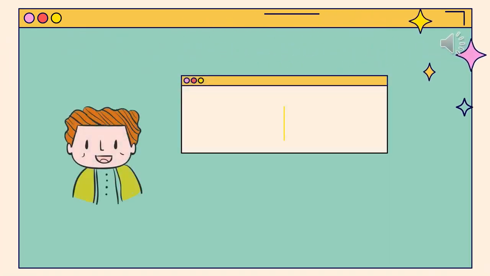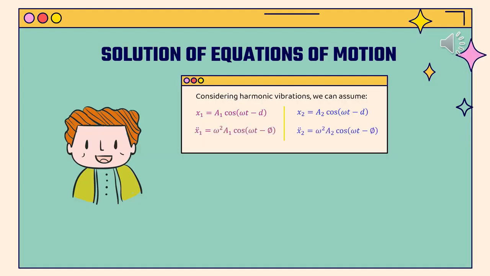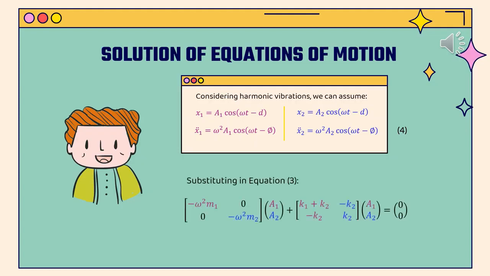We are interested in knowing whether M1 and M2 can oscillate harmonically with the same frequency and phase angle, but with different amplitudes. Assuming that it is possible to have harmonic motion of M1 and M2 at the same frequency omega and the same phase angle phi, we take the solutions to the equation as follows. Both solutions are differentiated twice to get x double dot. A1 and A2 are constants that denote the maximum amplitudes, and phi is the phase angle. Substituting the above 2 solutions into equation 3, we get equation 5 as follows.